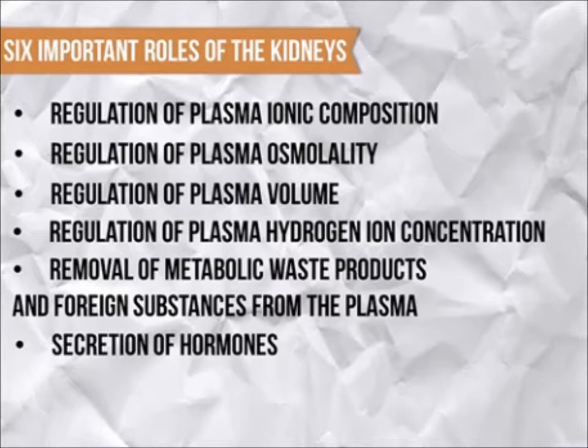We can also excrete some ammonia, creatinine, and uric acid. The creatinine comes from the metabolic breakdown of creatine phosphate. Uric acid comes from the breakdown of nucleotides.